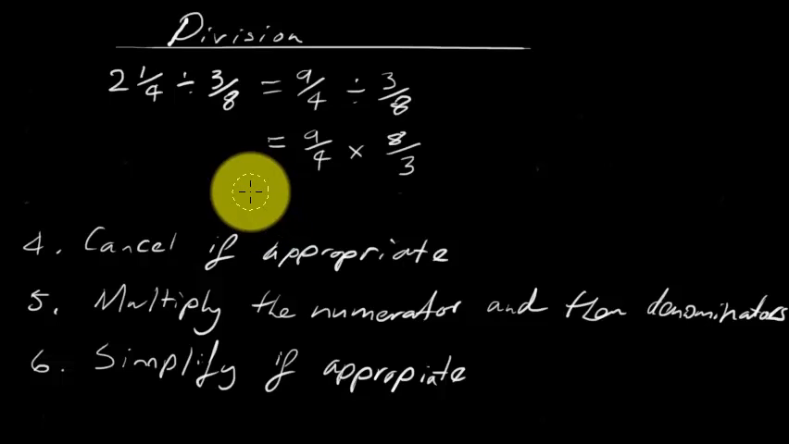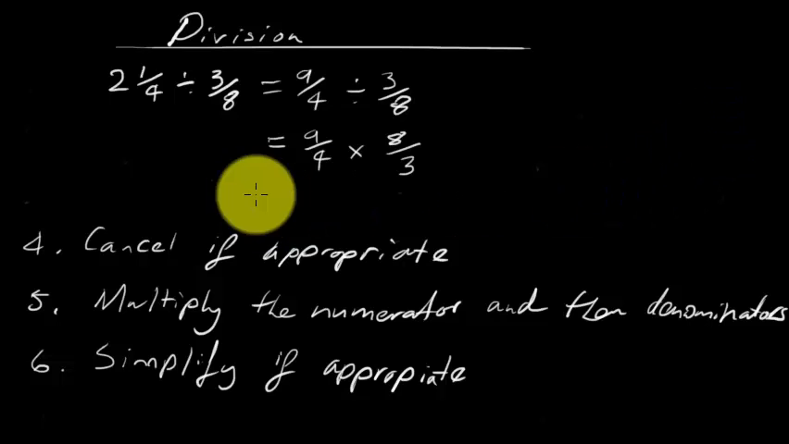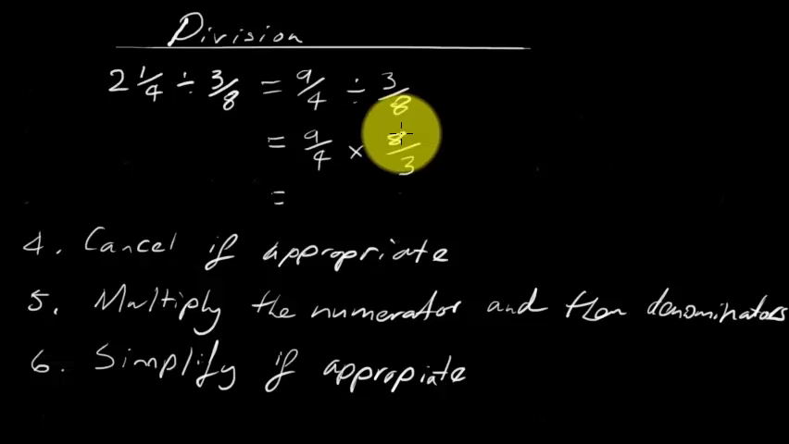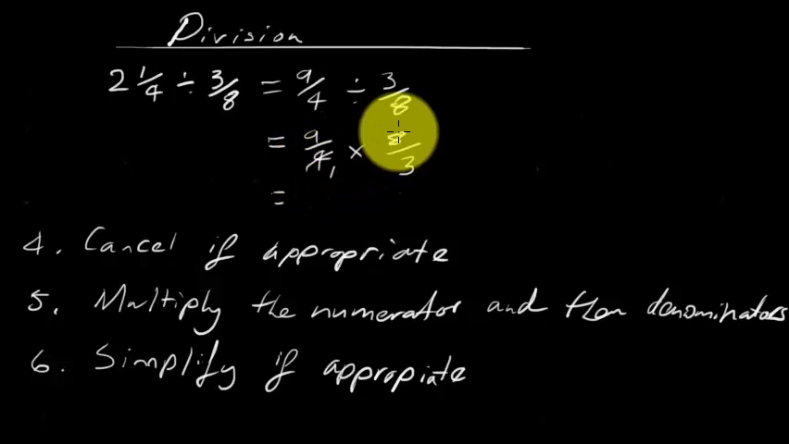Fourth step says cancel if appropriate. Okay, so we can cancel. If we look at this now, we can actually cancel twice. We've got 4 as the denominator of the first fraction and 8 as the numerator of the second fraction. So those can cancel out. So we can go to that. That's 1. And 4 goes into 8 twice.